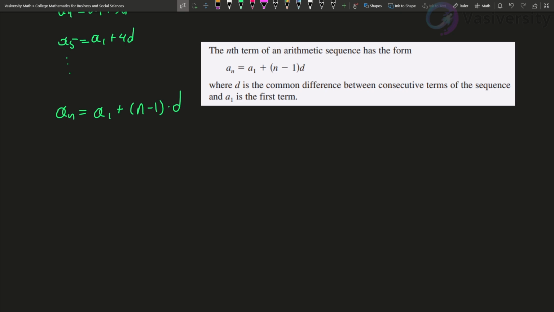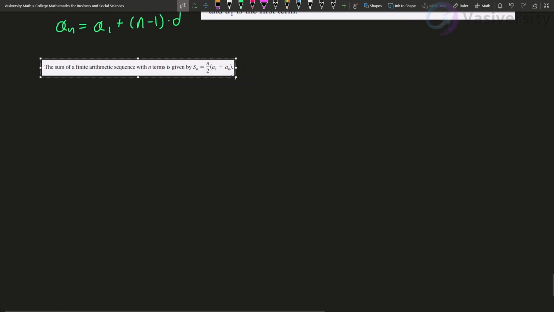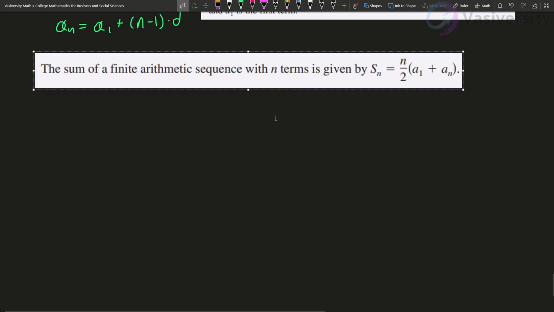So if we want to sum up the sequences, right, we want to find the sum. So the sum of the arithmetic sequence with n terms is given by S sub n is equal to n over 2 times a sub 1 plus a sub n, right? So the first term of the sequence plus the last term of the sequence, divided by 2 and multiplied by the total number of terms in the sequence.